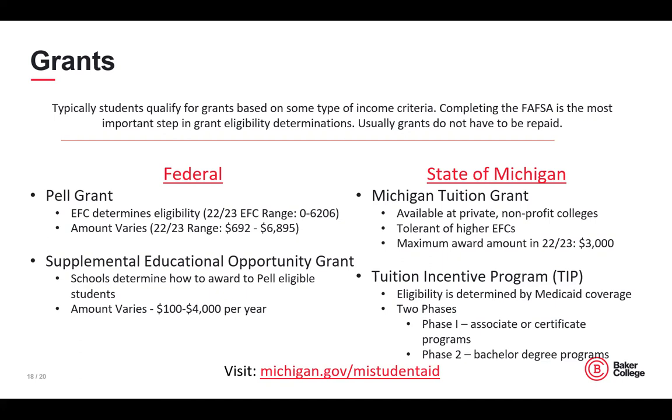The state of Michigan also funds the Tuition Incentive Program, or TIP. Students gain TIP eligibility based on Medicaid eligibility. For more information on TIP, visit the michigan.gov/mystudentaid website. It is important to note that TIP eligible students must certify eligibility prior to their high school graduation. One final thing to note about the state of Michigan grant programs is that the funds will be sent to the first school listed on the FAFSA. If you end up not attending that school, it's important for you to update your college on the MySSG portal.